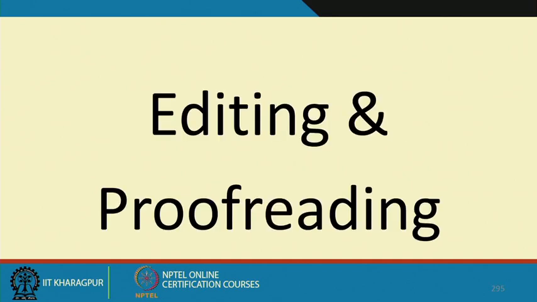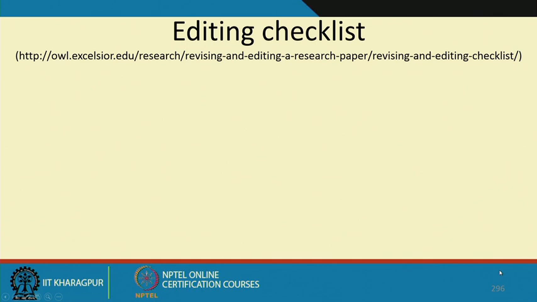So, we finished writing our paper manuscript, we have revised it, and we have taken care of the common mistakes that we tend to make. Now, we are going to edit it and proofread it and get it ready to submit to a journal. Okay, the editing checklist. How do we do this?